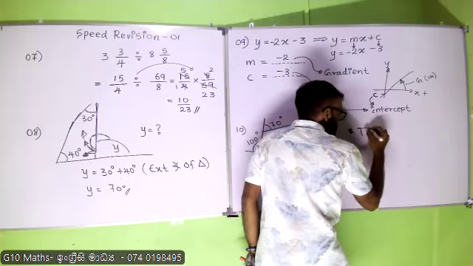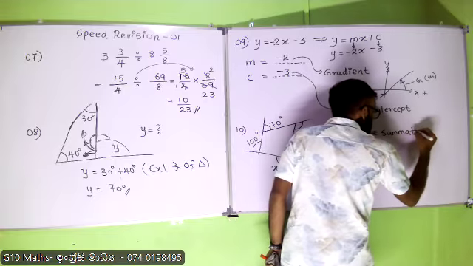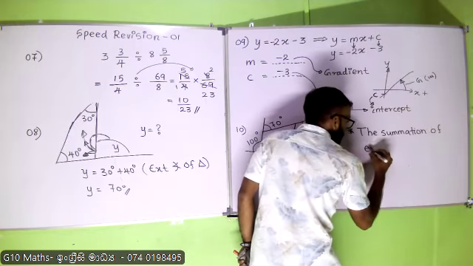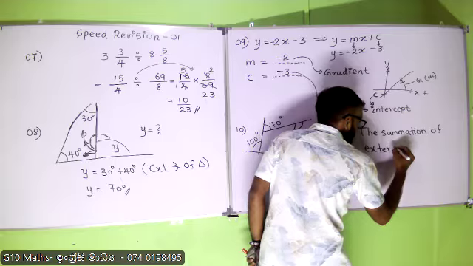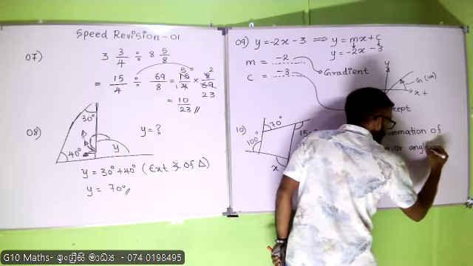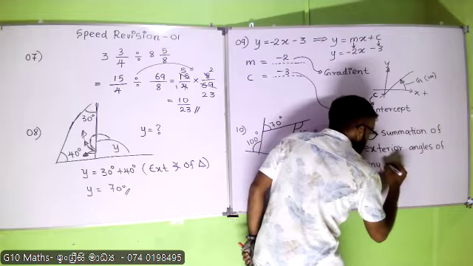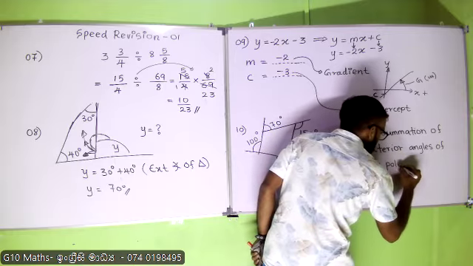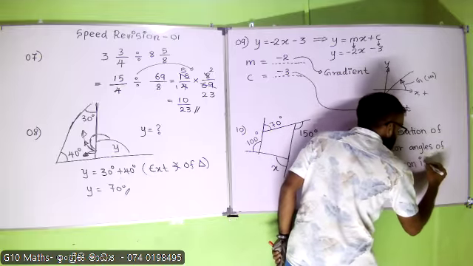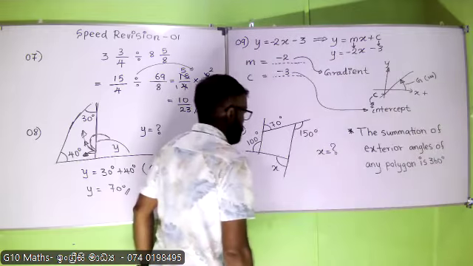The thing that you need to remember, Uday, it would be better if you can write these things. The summation of exterior angles of any polygon is 360 degrees. If you can remember this one from your grade 9, you can do this question.